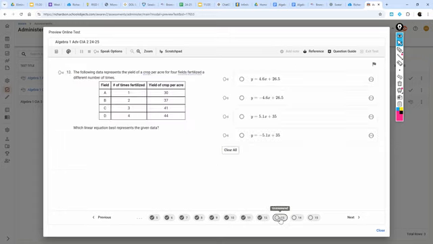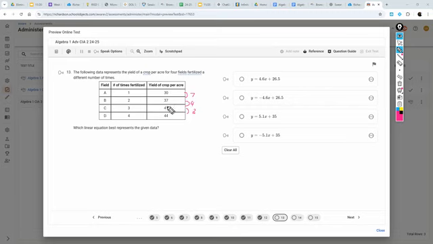All right, question 13. So here I see that we're going up by 7 here. Then I'm going to go up by 4. Then I'm going to go up by 3.